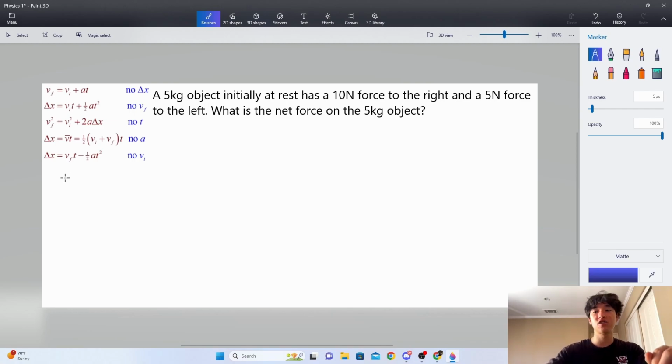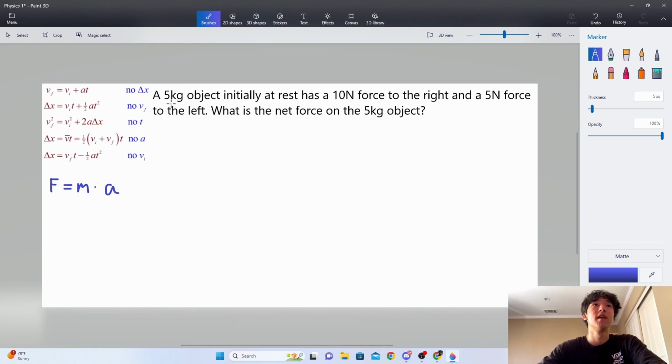So let's start with our introduction into force. Force will be seen as F, which is going to be equal to mass times acceleration. So that will always be our force formula, mass times acceleration.